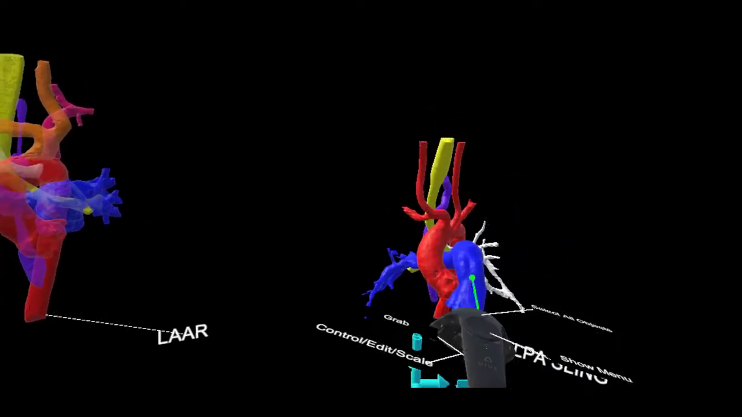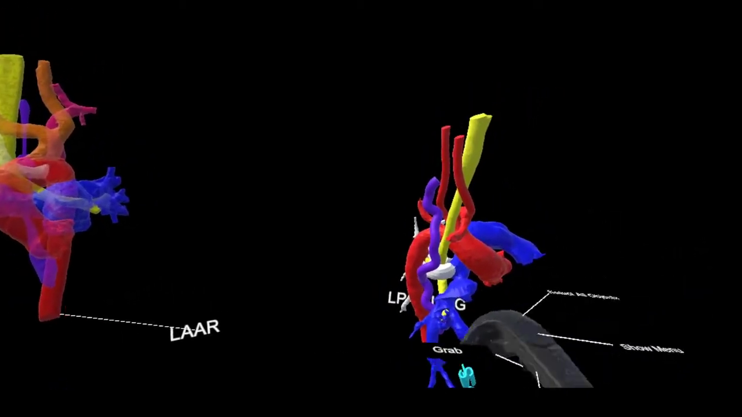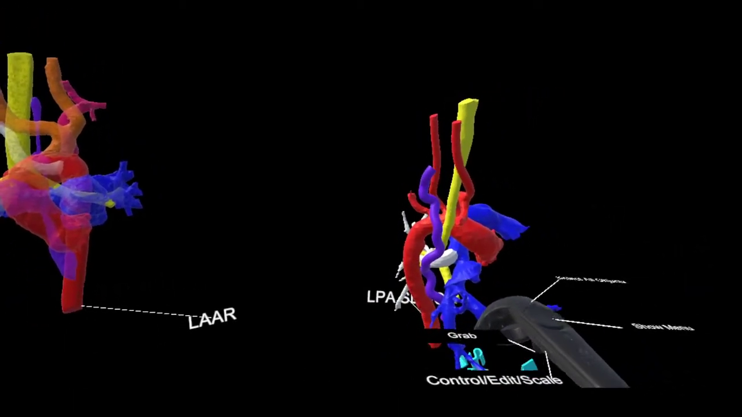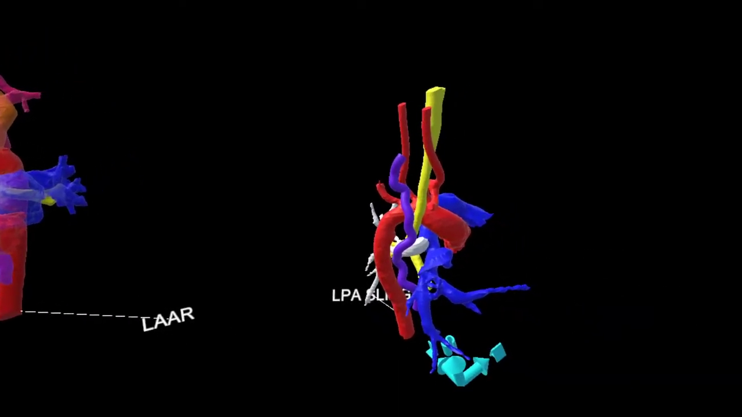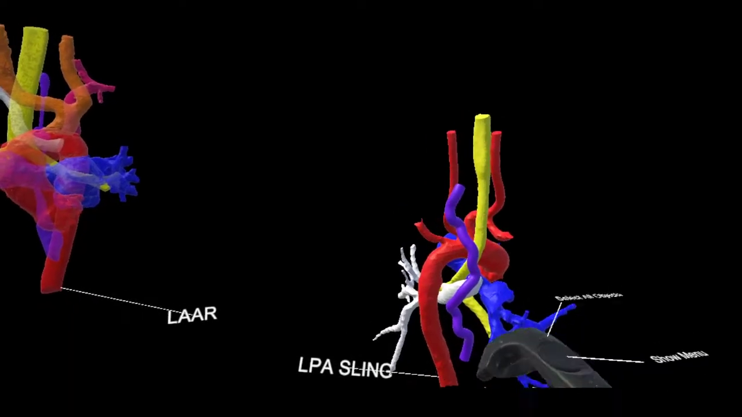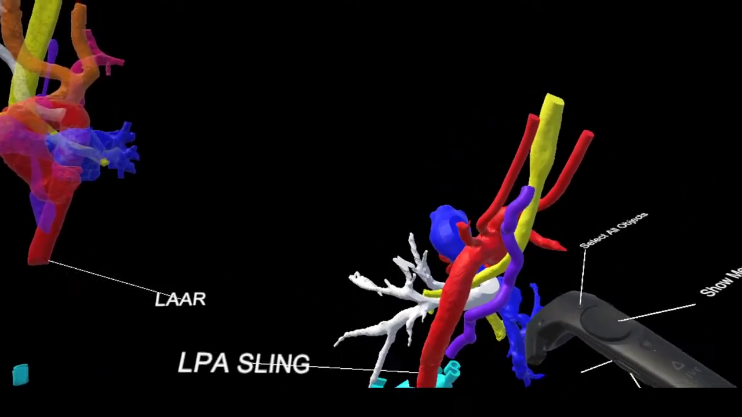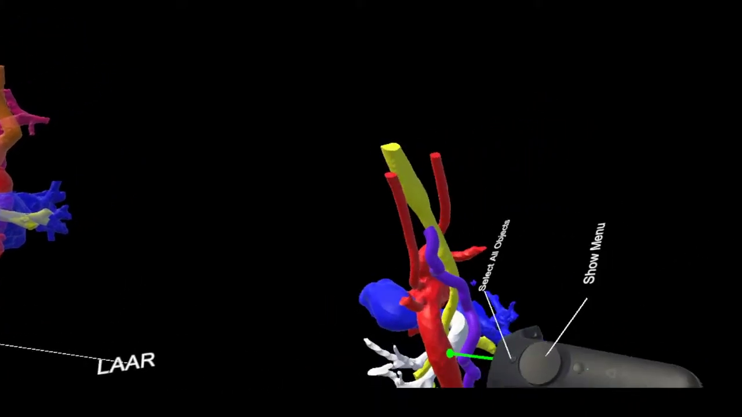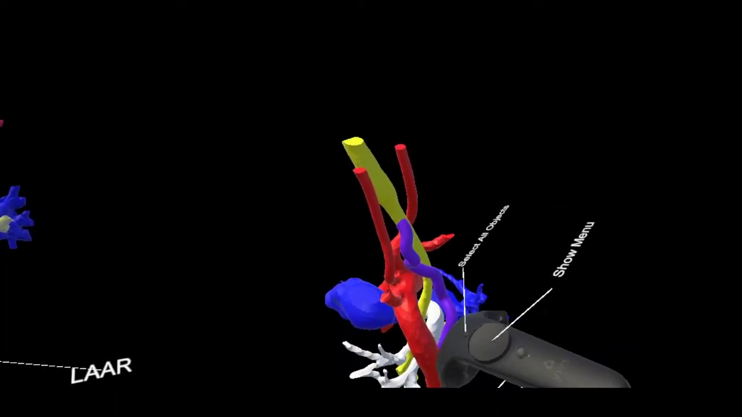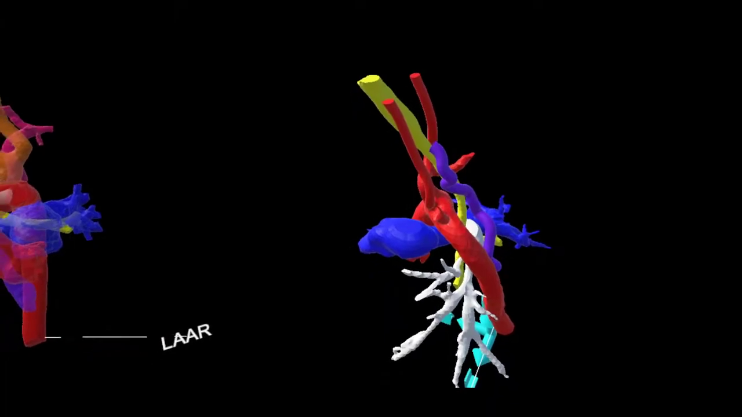And so in this case, because of how symptomatic patients typically are, it does require treatment. And so treatment typically involves surgical division of the anomalous pulmonary artery and reanastomosis with the main pulmonary artery. And as you can see right now, the pulmonary artery itself is passing in between the esophagus and the trachea. And so it's typically resected and then reinserted in the main pulmonary artery.